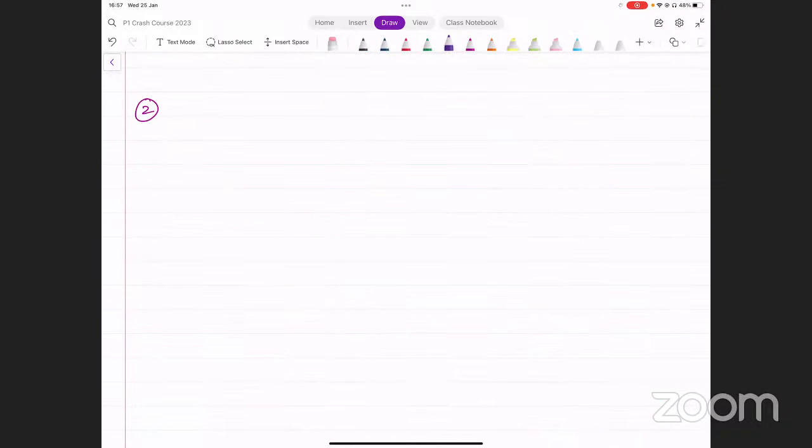So the second method that we've got here is completing the square. Completing the square method.